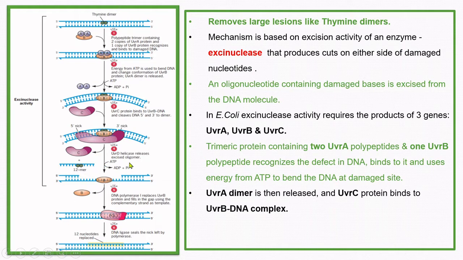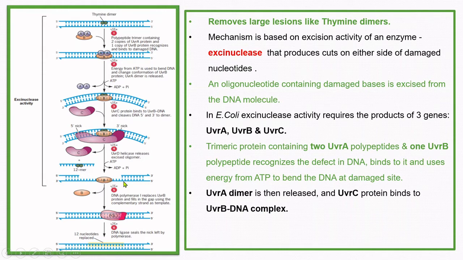DNA polymerase 1 now comes into action and also removes the UVRB. Now you can see over here B is also removed, and UVRD has also removed this small piece of DNA carrying the damage. As the B gets removed, DNA polymerase 1 then reads the complementary strand and fills the gap with the correct bases.